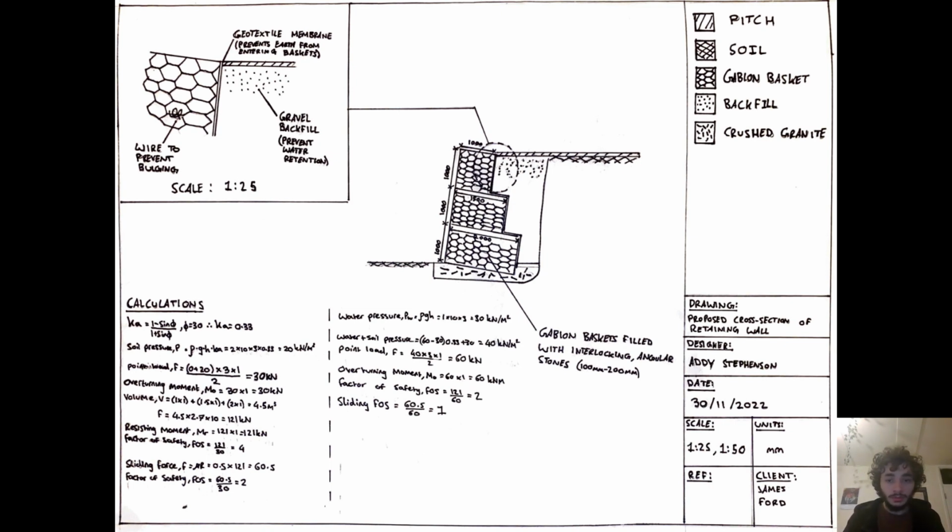The gabion basket design will be filled with interlocking angular stones between 100mm to 200mm wide. This is to ensure the rocks don't escape the basket. We also needed to add a geotextile membrane which prevents the earth from entering the baskets.